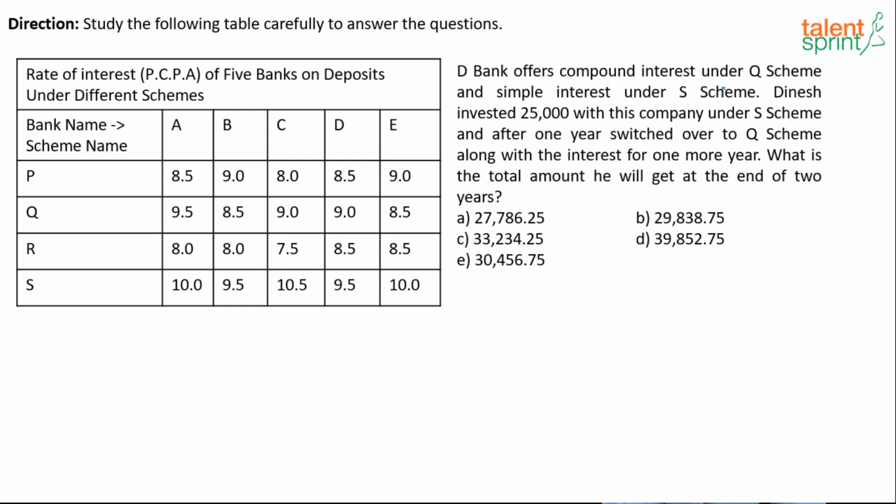So D offers compound interest under Q scheme, which is 18.81%, right? And simple interest under S scheme, for the same bank D, will be 19%. This is compound interest, so it will give us 18.81%, and this would give us 9.5 times 2, which is 19%.